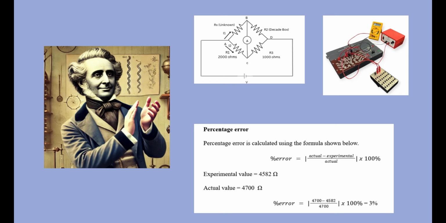So finally, in this experiment, we successfully used a Wheatstone bridge to determine the value of an unknown resistor. By carefully adjusting the known resistors, we are able to balance the bridge and calculate the unknown resistance. Our experimental results confirmed our hypothesis that the Wheatstone bridge can be used to accurately measure unknown resistances.